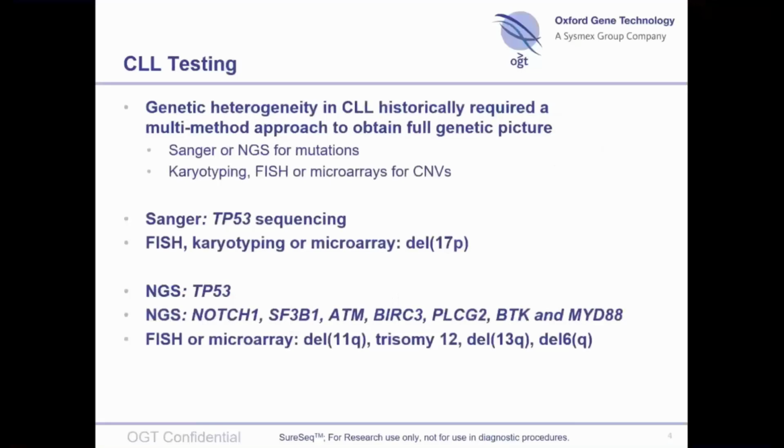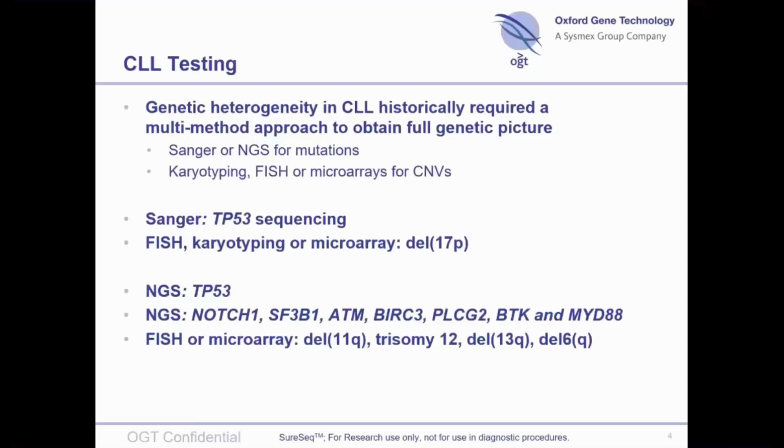So translating this information into CLL testing, we see that it's imperative to investigate both structural aberrations as well as SNVs and indels in a variety of genes. To address this and obtain a comprehensive genetic picture of CLL, researchers often employ testing strategies involving multiple different methods. Depending on the number of genes under investigation, Sanger sequencing or NGS are used to look at small variations including SNVs and indels, while techniques such as FISH, karyotyping, and microarrays are used to address structural variations.